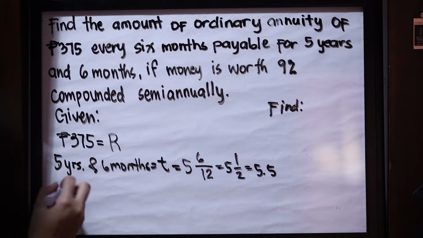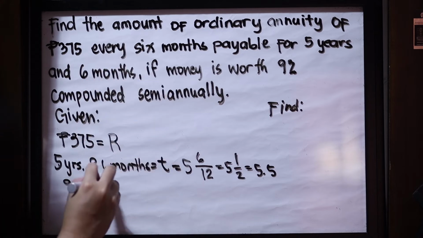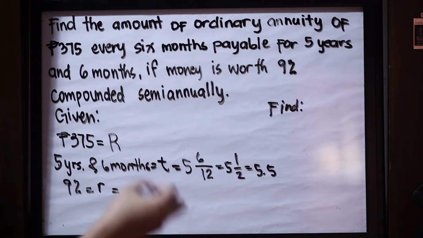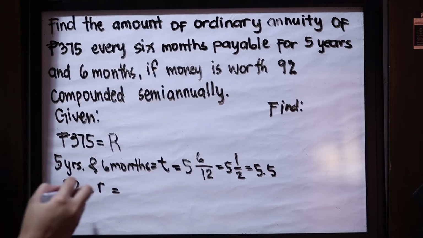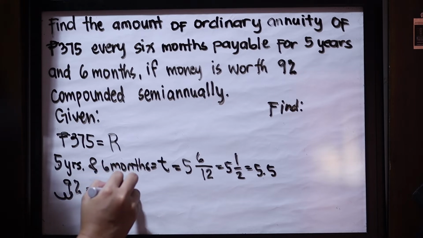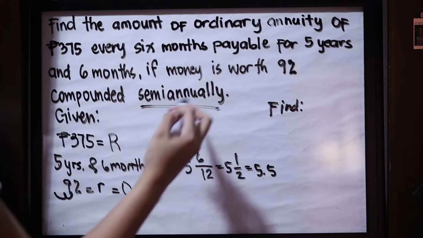And then we have 9%. Dahil sa presence ng percent symbol, this becomes our rate. And then, since we have to eliminate the percent symbol kasi we cannot compute using that symbol, we move 2 decimal places to the left. So, 9% becomes 0.09. And then, we have the term semi-annually.